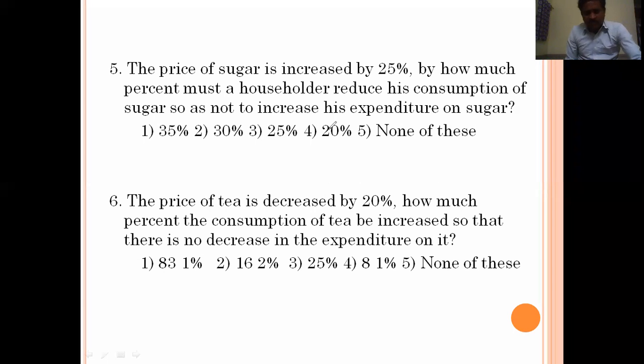The price of sugar is increased by 25%. By what percent must a household reduce its consumption of sugar so as not to increase its expenditure on sugar? These are similar problems. Increase means more. Here we find the consumption. Reduce means we find a less value.